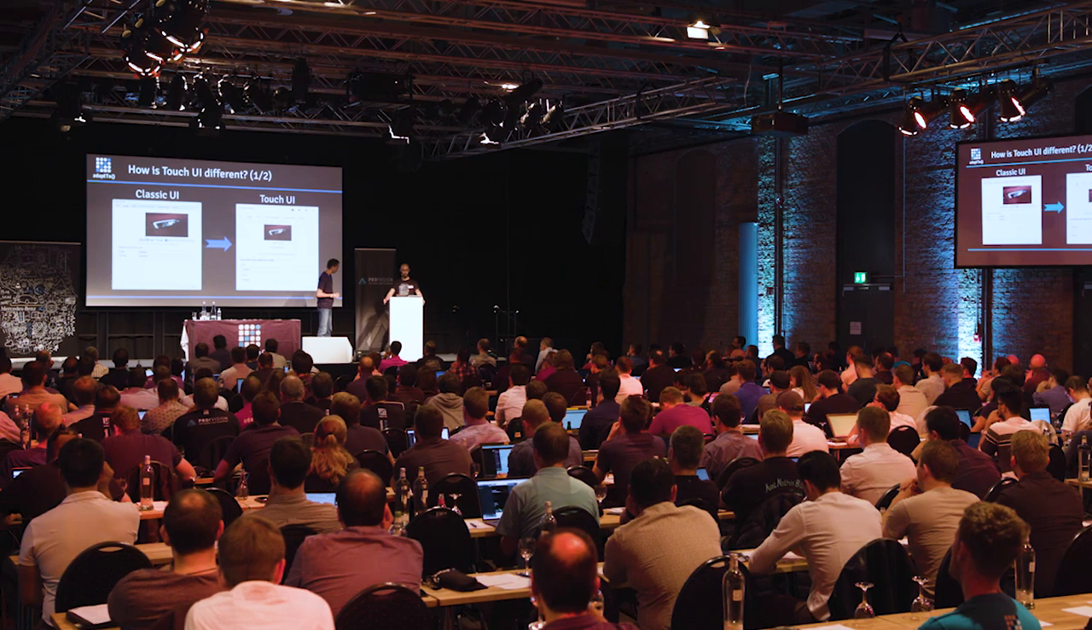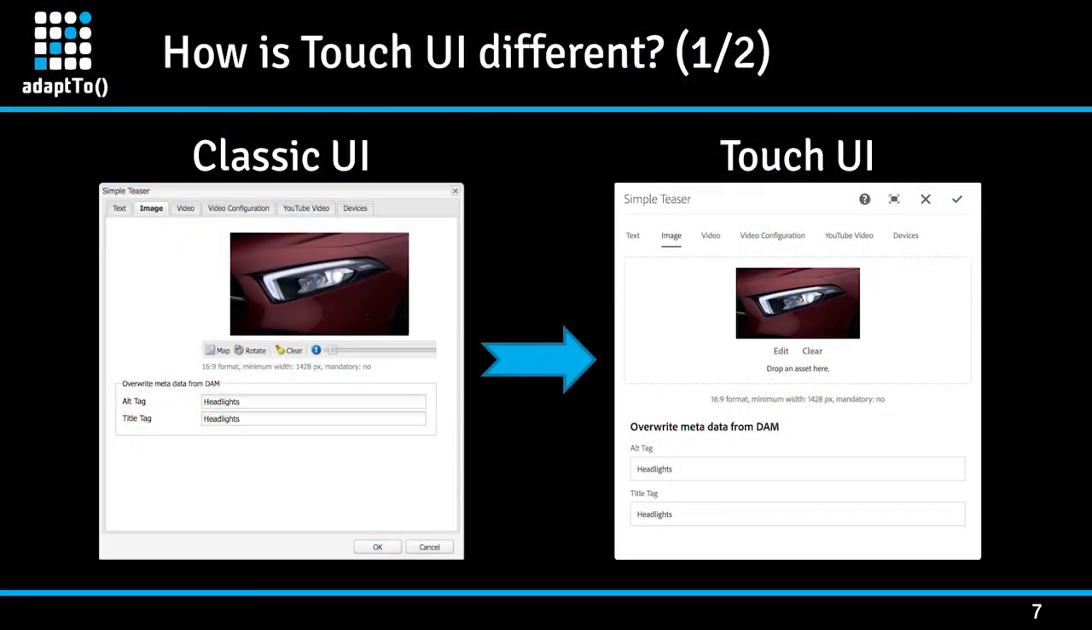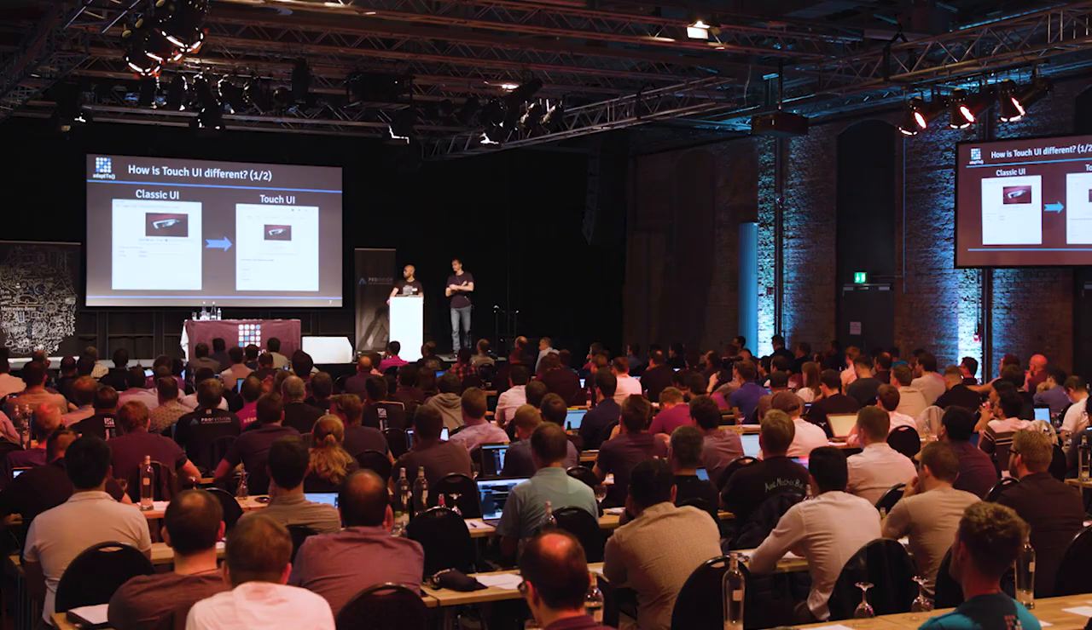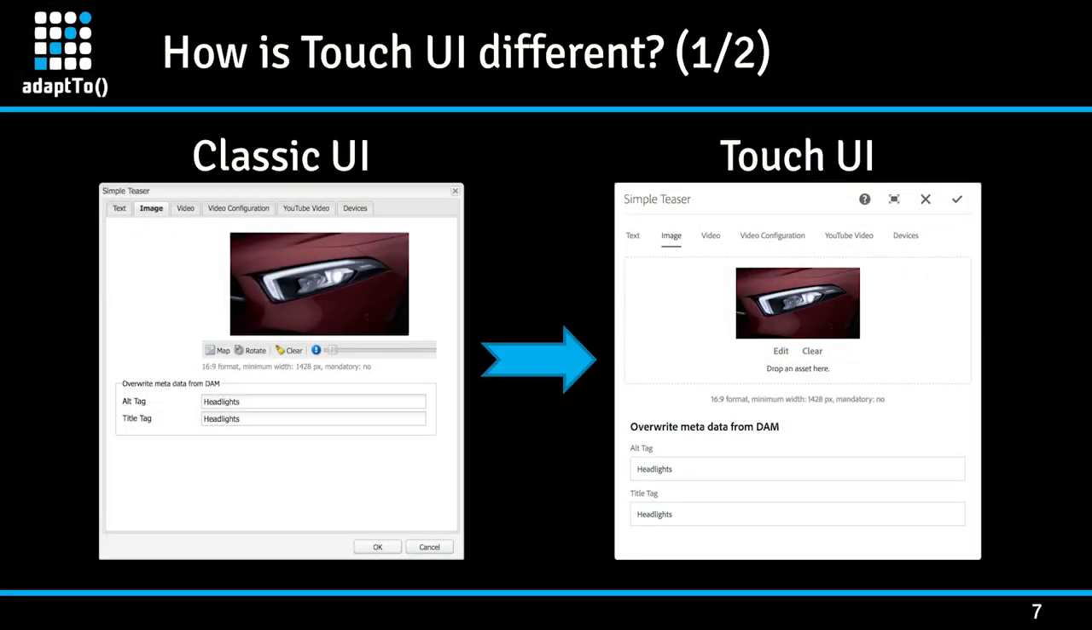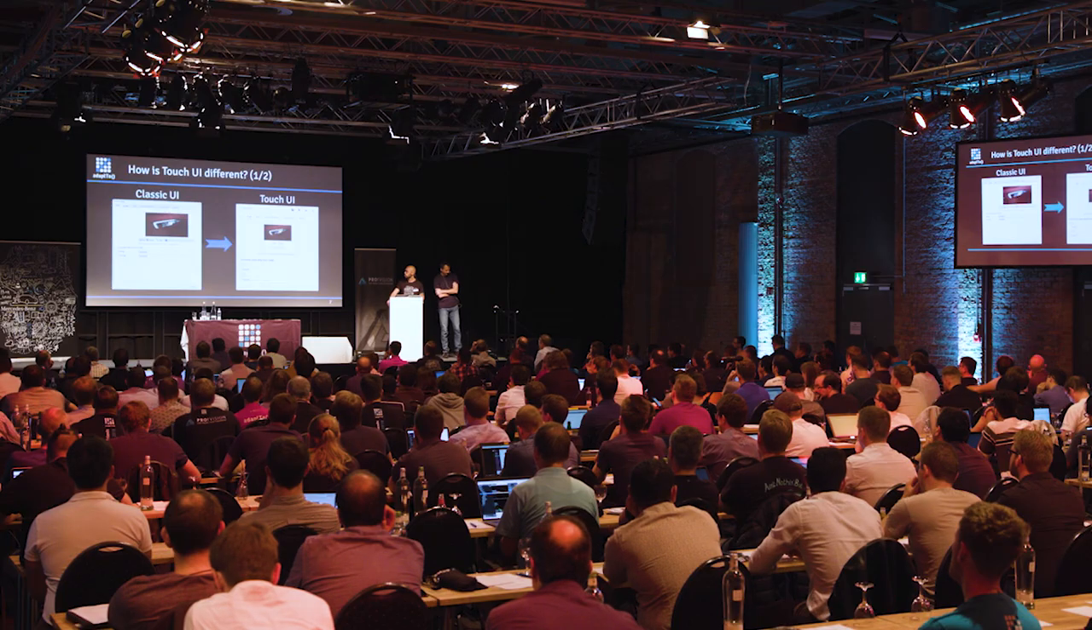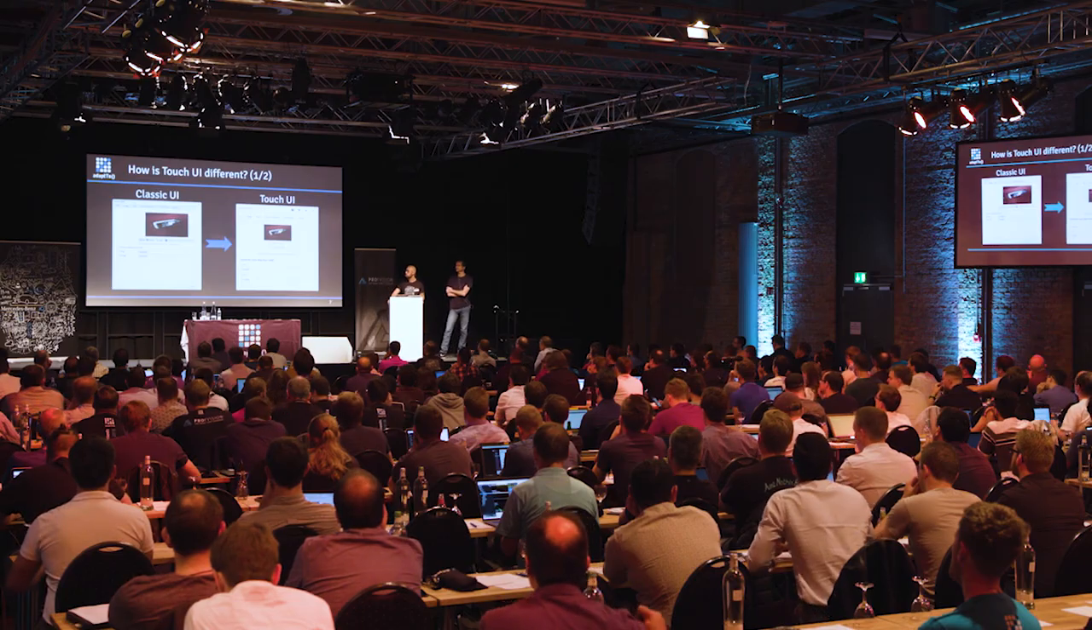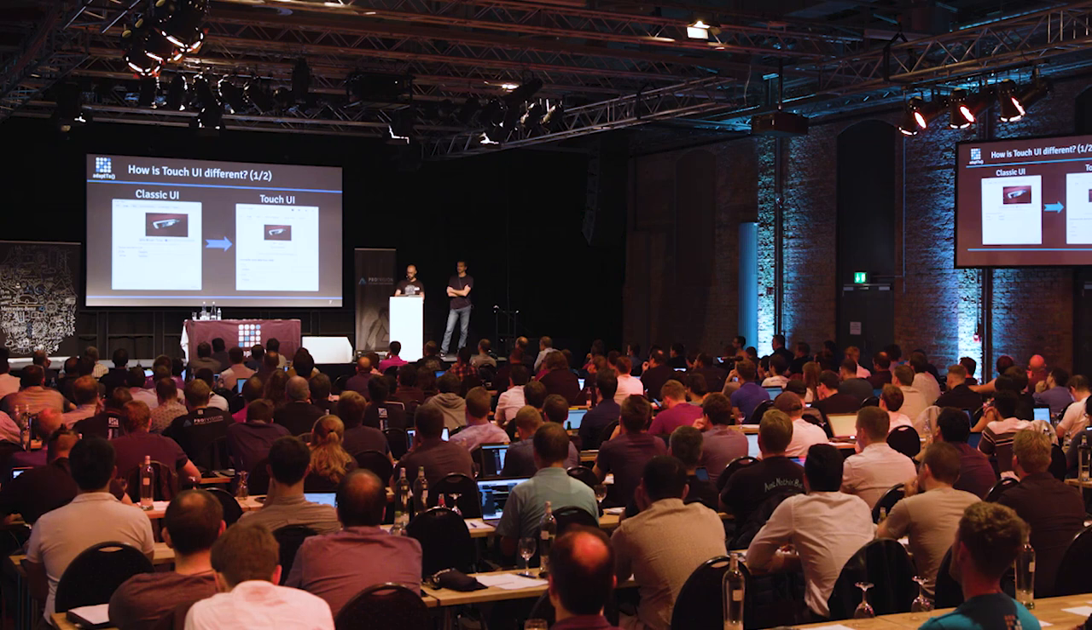Thank you, Gregor. So let's start and see how TouchUI is different from classic UI. Here we have some examples. First, on the left, we have a classic UI example of a dialog, and on the right, as you can see, you have a TouchUI example of a dialog. They pretty much look the same. They have more or less the same type of tabs, same sort of components.